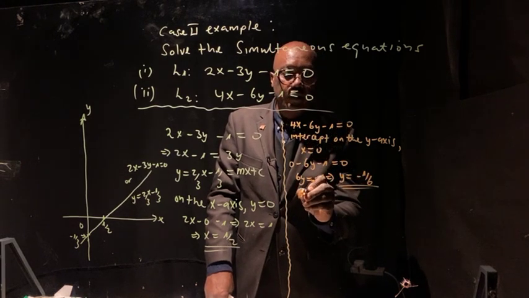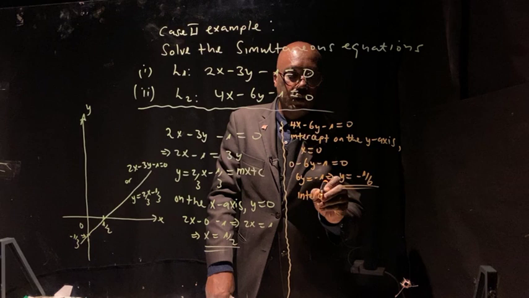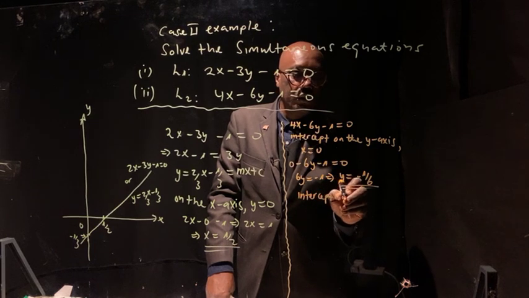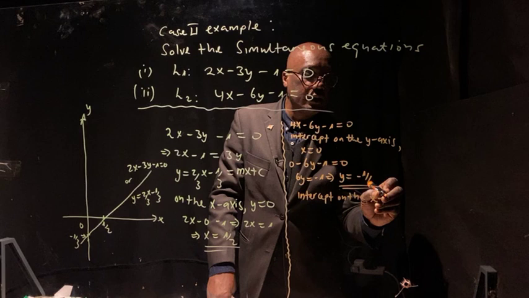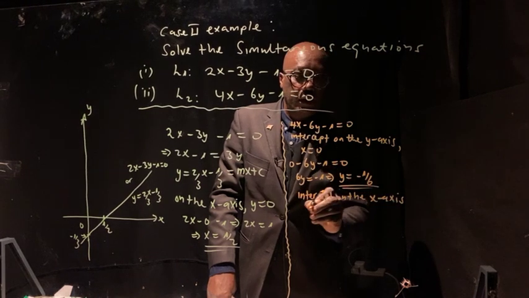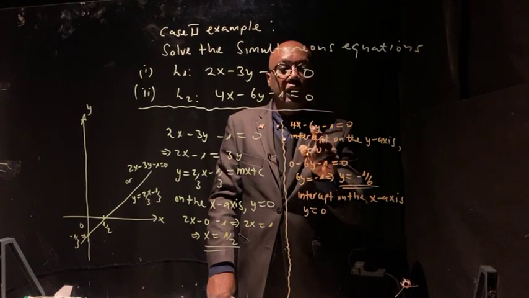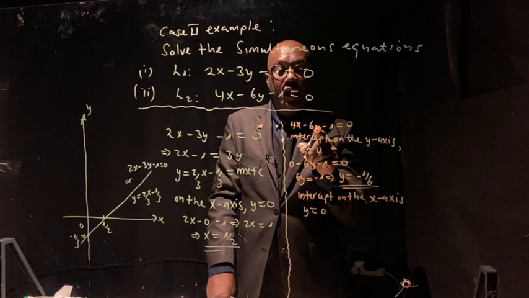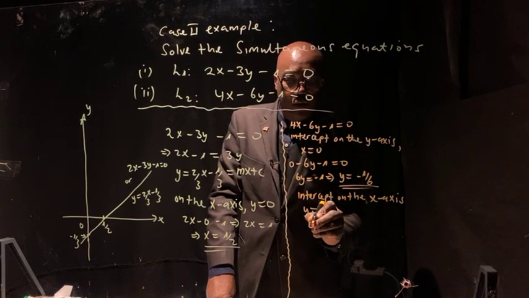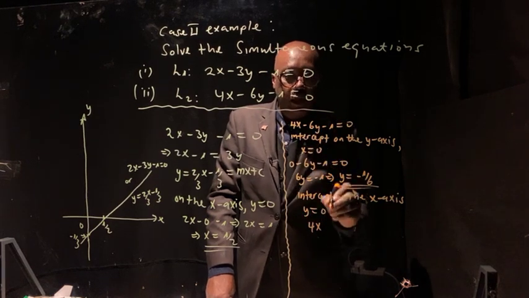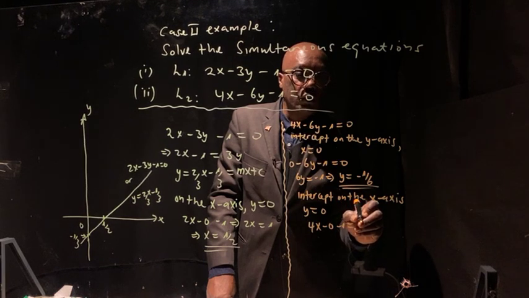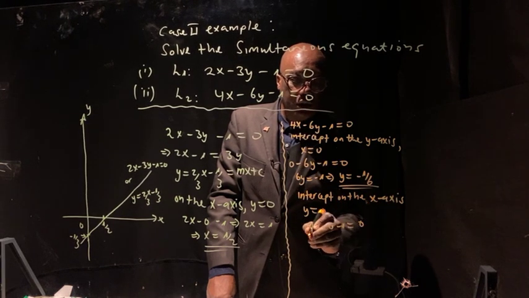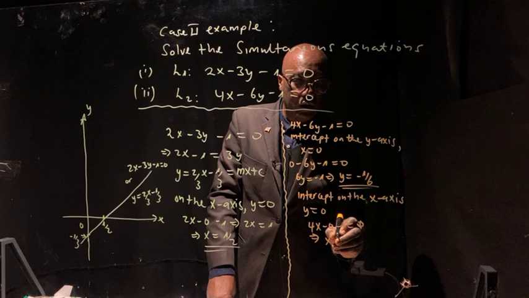Now, intercept on the x-axis, y equals 0 in this equation. So when y is equal to 0, we have 4x minus 0 minus 1 equals 0, which implies x equals 1 over 4.